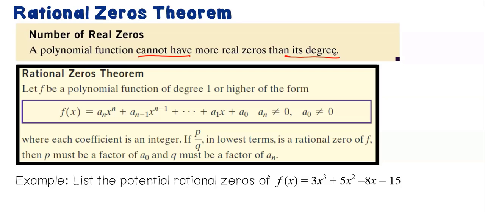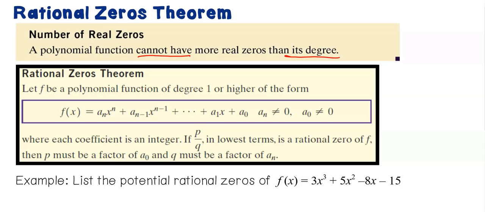So in this rational zeros theorem, let f be a polynomial function of degree 1 or higher of the form f of x equals a sub n x to the n plus all the way down to the constant, where each coefficient is an integer. If p over q in lowest terms is a rational zero of f, then p must be a factor of a sub 0 and q must be a factor of a sub n.